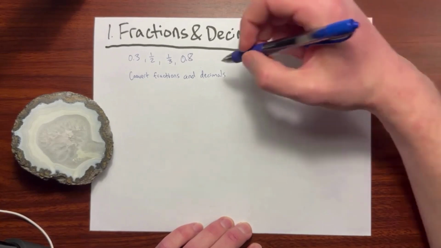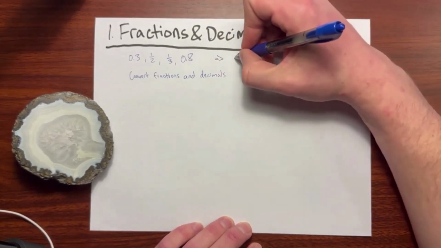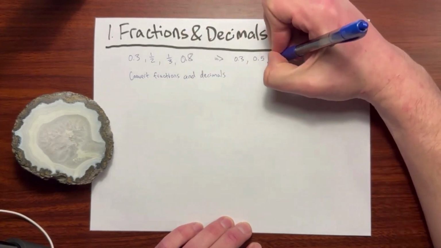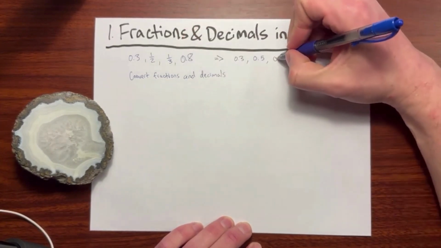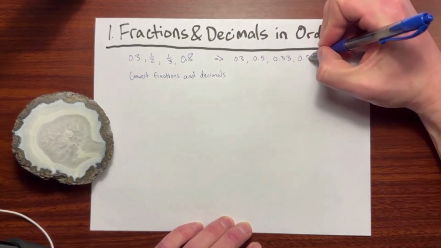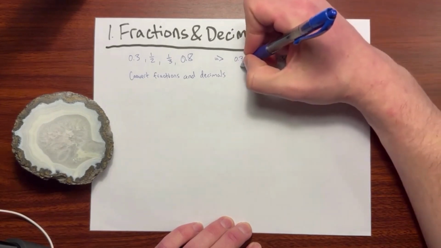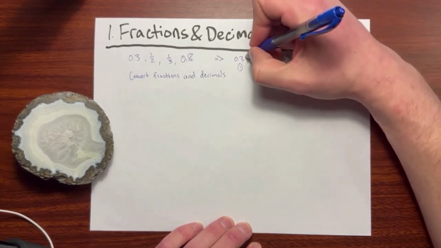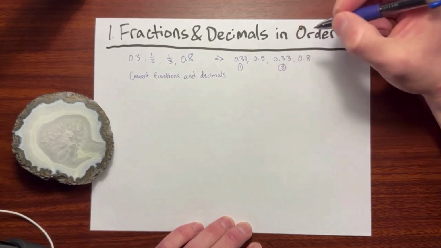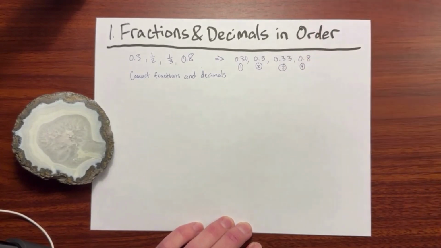But to make things quick, the easiest way here is to convert everything into decimals. So we'll still have 0.3, 1/2 is 0.5, 1/3 is 0.33, and we'll move over 0.8. And if we look at these, we can see that our smallest number is 0.3, because that would be the same as 0.30, followed by 0.33, 0.5, and lastly 0.8.